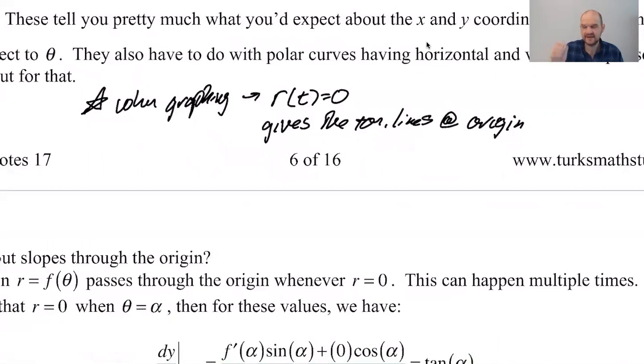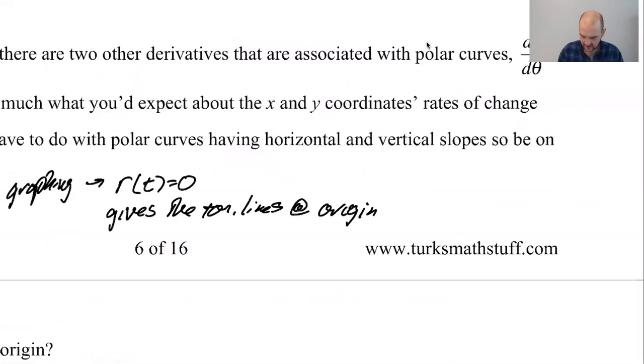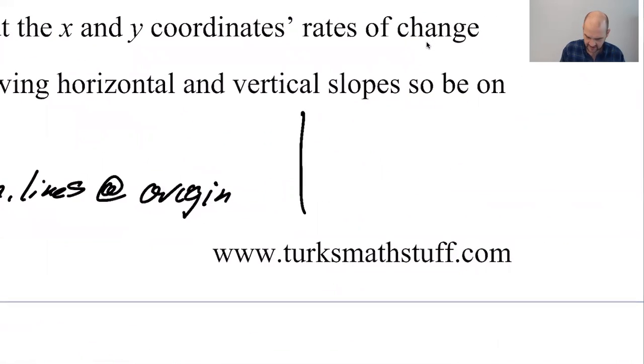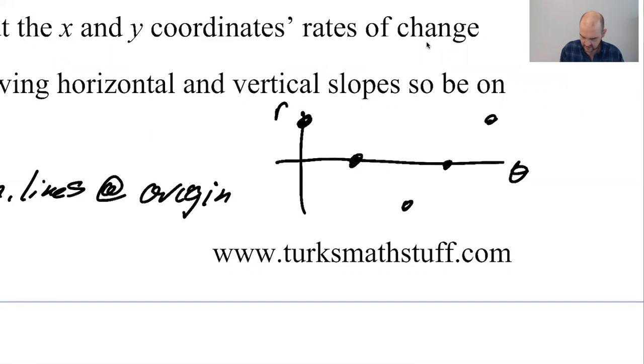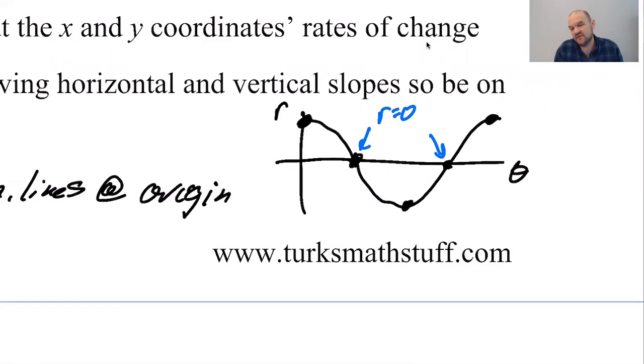So when r is equal to 0, if you have a rectangular graph that you're going to turn into a polar graph, here, let's say something like this. These right here are when r is equal to 0. Those are going to be your tangent lines. You're going to dot those in. They give you shape. And those are theta values.